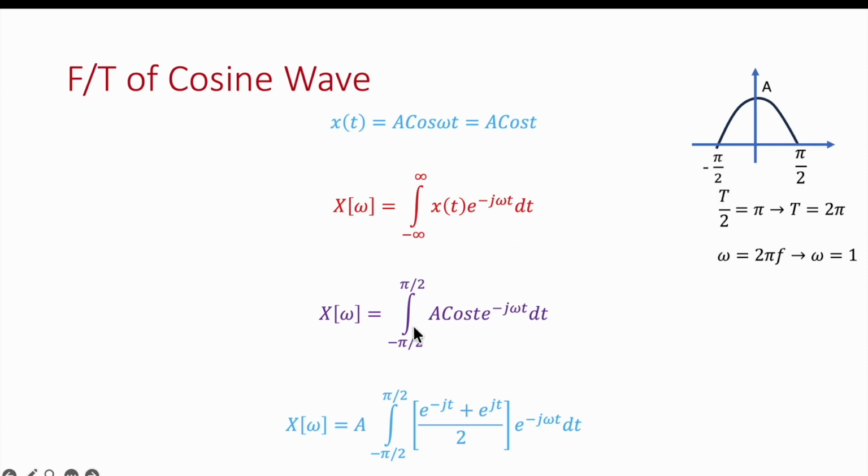And then we know that cos theta is equal to e raised to minus j theta plus e raised to the power j theta, divided by 2. So using the Euler identities, we can convert that into this format. A is a constant, so you can take the constant out, and cos t is equal to e raised to minus jt plus e raised to the power jt, divided by 2, multiplied by e raised to the power minus j omega t.